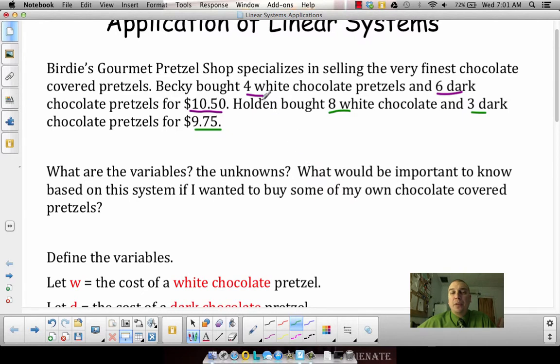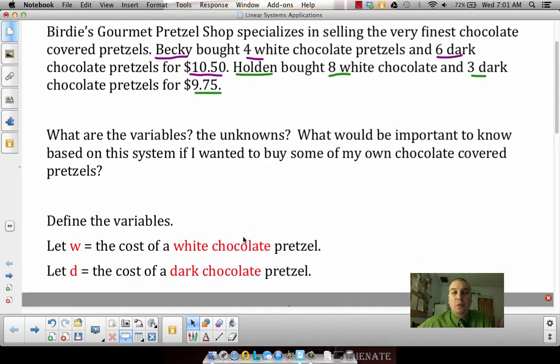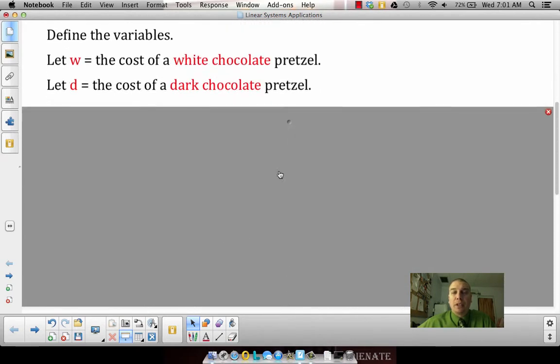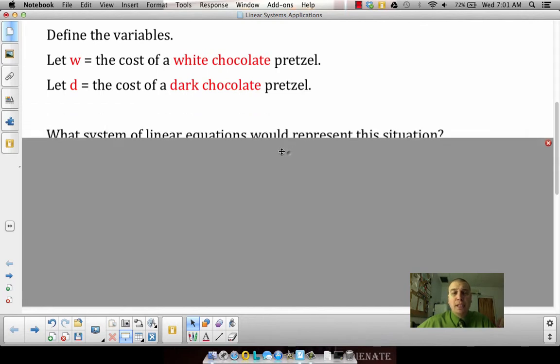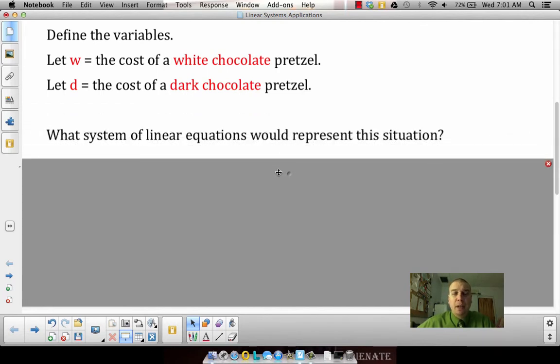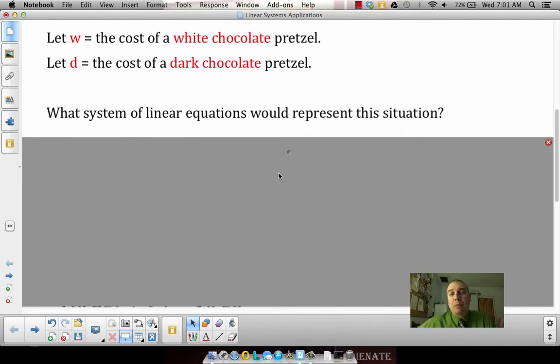So what we have here is 2 different cases, if you will, of somebody buying the different types of pretzels. So we're probably going to have an equation that deals with Holden and what Holden ended up ultimately buying, and then one that deals with Becky and what she ultimately bought. Alright, so let's just roll down a little further and try to get our equations. Again, this is number 9 on your review sheet, so you can follow along that way. So what system of linear equations would represent this situation?